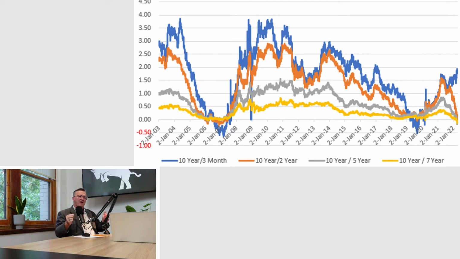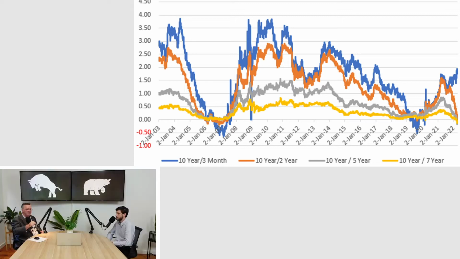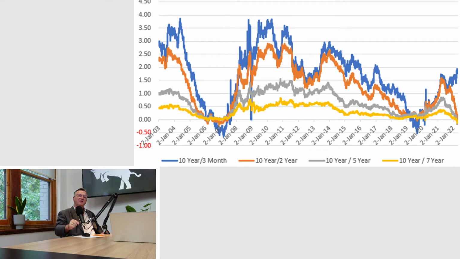So what I've done there is taken the 3-month rate, the 2-year rate, the 5-year rate, and the 7-year rate, and looked at that as a difference from what the 10-year rate is saying. As you can see in 2008, when all the curves went to zero, so all the interest rates were the same, you know how much trouble that caused the economy, and the economy was in recession. Then we got the stimulus, and when all those lines go back to normal, that means all the long-term rates are higher than the shorter rates.